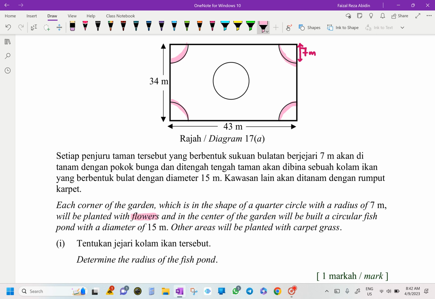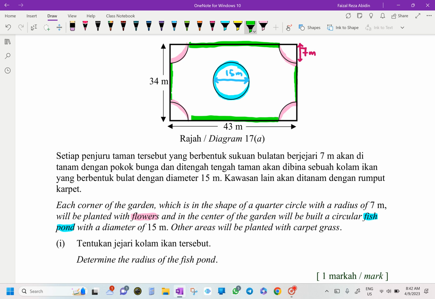And in the center of the garden will be built a circular fish pond, this one, with a diameter of 15 meters. So the diameter here is going to be 15 meters. Other areas will be planted with carpet grass. So that means carpet grass is going to be everything outside there, this one.